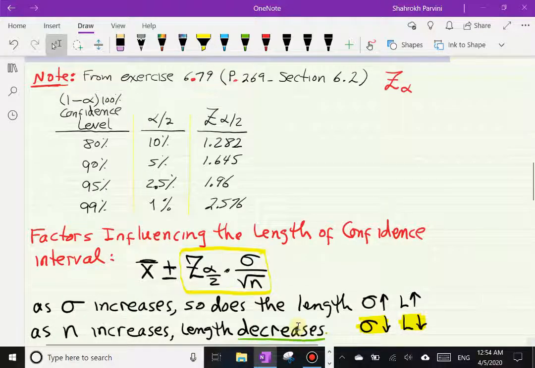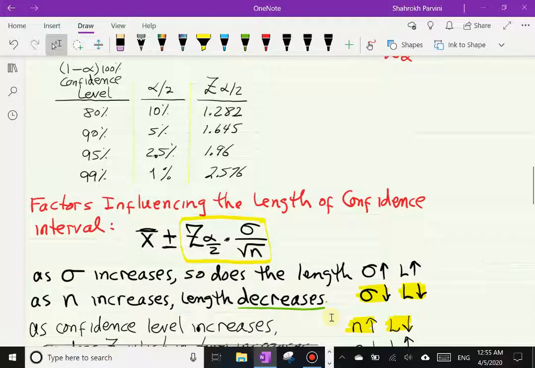What about the effect of the sample size? Well, as the sample size increases, because of that reciprocal relationship, you see n is in the denominator. The bigger the n, the smaller the whole fraction gets, which leads to a smaller multiplier times z. So as n increases, the length actually decreases. That is a good thing.